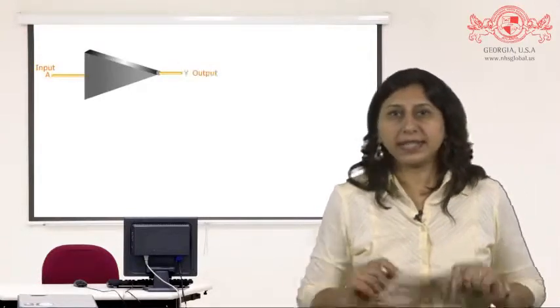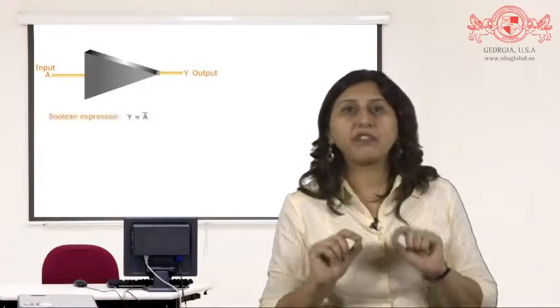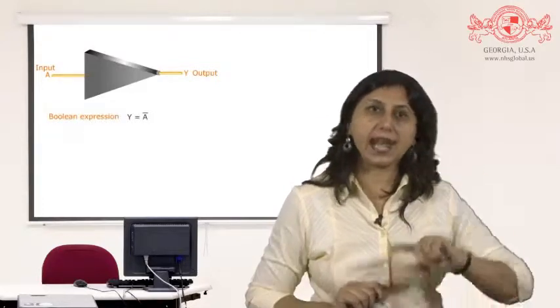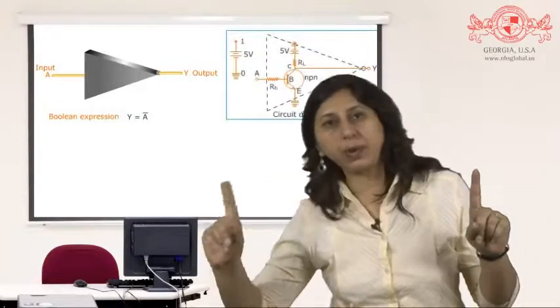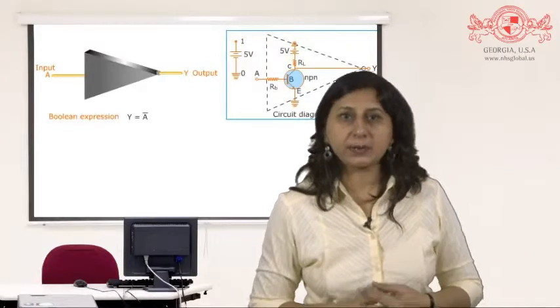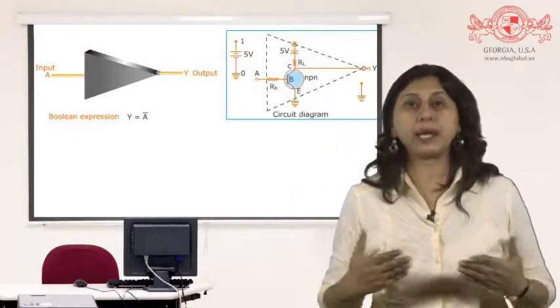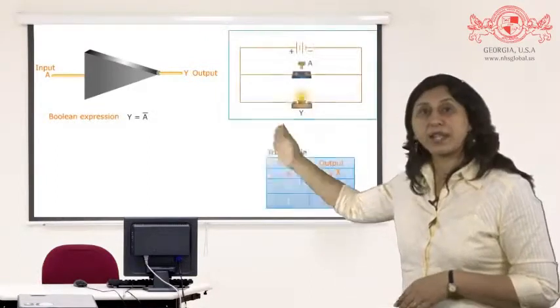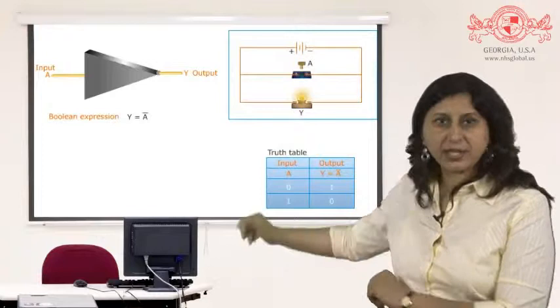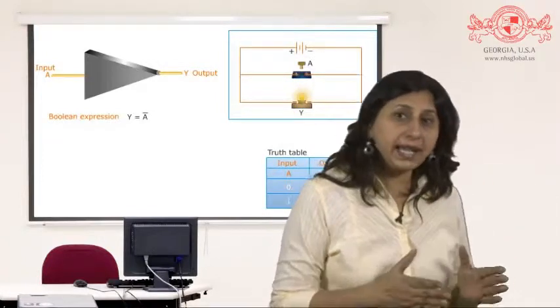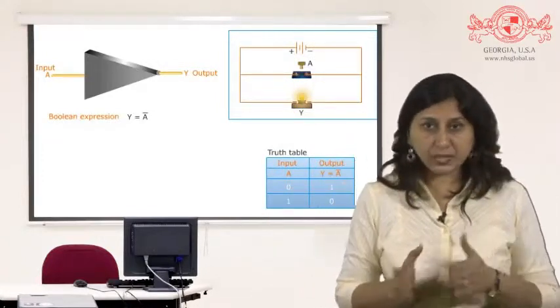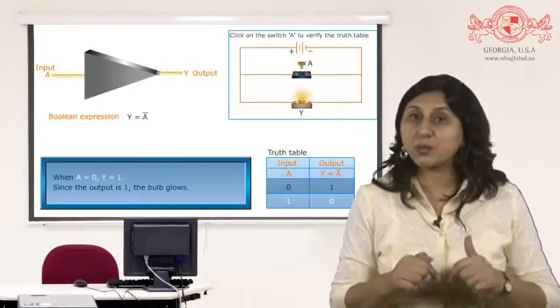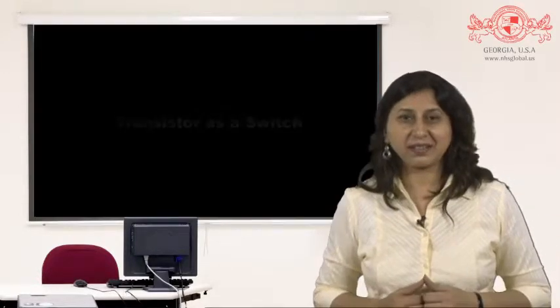Now as the output is 0, the bulb does not glow. NOT gate. This gate works on the NOT of the Boolean algebra. It has only one input and only one output. Its Boolean expression is Y equals A bar. Its circuit diagram consists of a common emitter transistor. Displayed here is the truth table. When A equals 0, then Y equals 1. Now as the output is 1, the bulb glows.